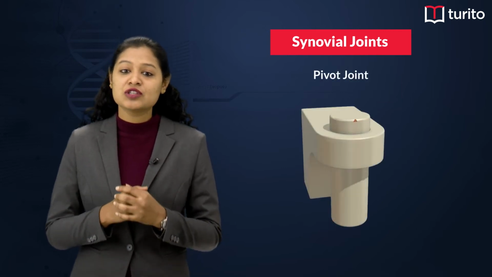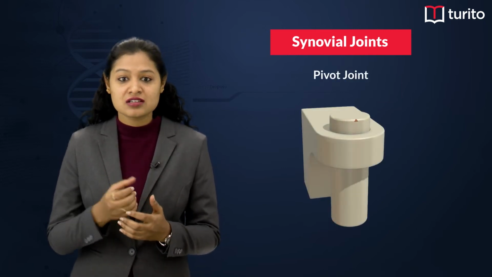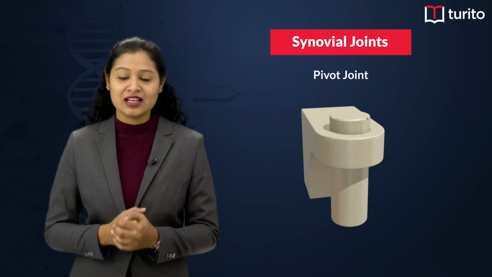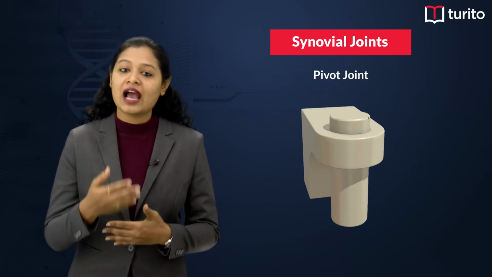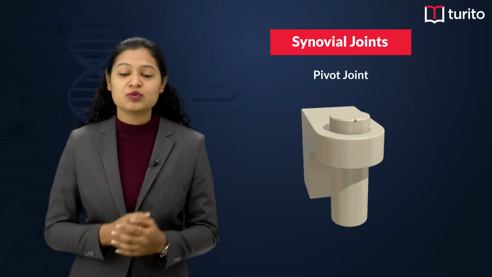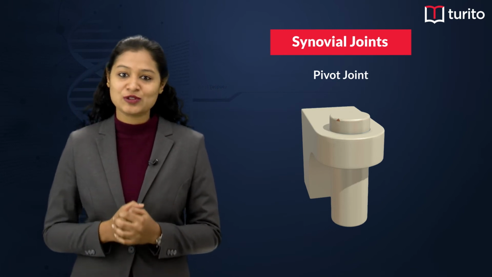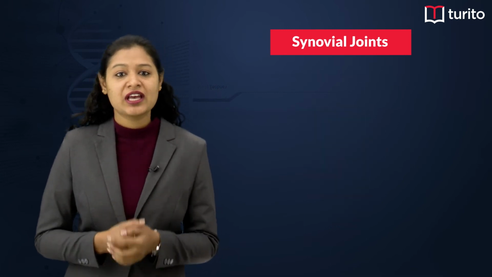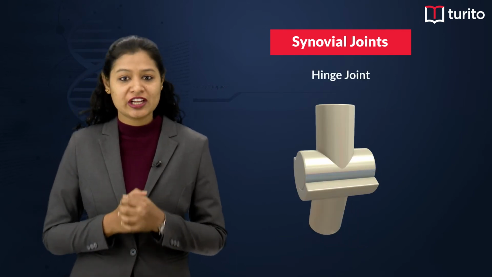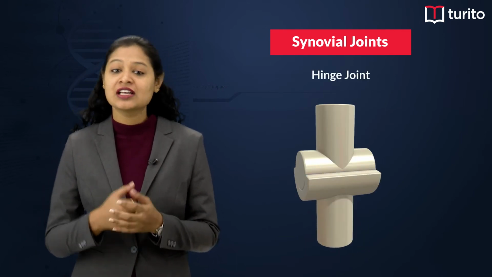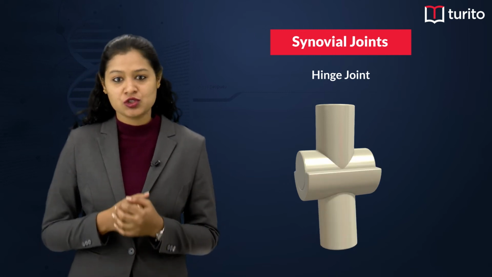The second one we have is the pivot joint, in which we see that there is a kind of rotatory movement only in a single plane, and this is present between atlas and axis and also between radius and ulna just below the elbow. Next we have the hinge joint, which will also allow movement only in a single direction, like the elbow joint and the knee joint.